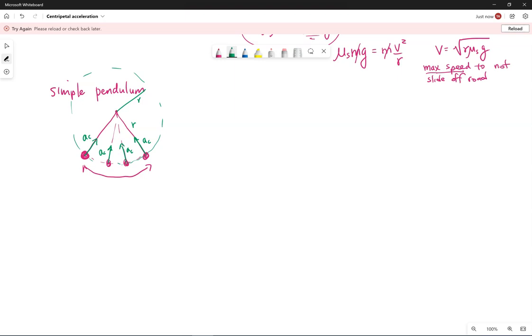They will change because the speed of the mass is changing. The mass would be traveling fastest at the bottom, so that's when the centripetal acceleration would be biggest. But at any given moment, that centripetal acceleration will be pointing towards the center. At any of these moments, we could also draw a free body diagram where we have tension and mg. That angle for the tension is changing at any given moment.